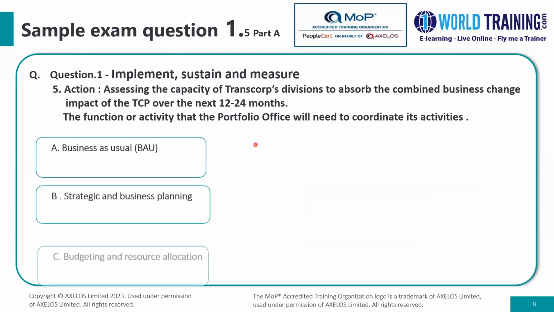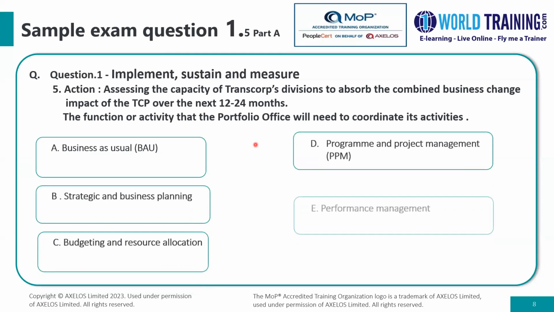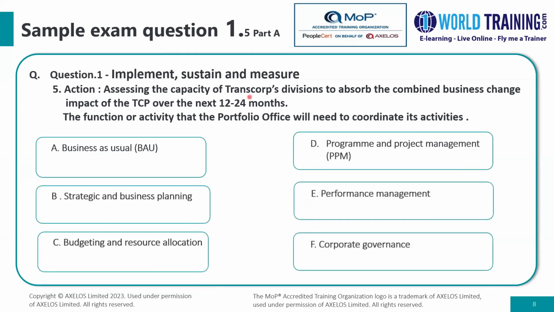Question number 5 of part A. Assessing the capacity of Transcorp's divisions to absorb the combined business change impact of the TCP over the next 12 to 24 months.